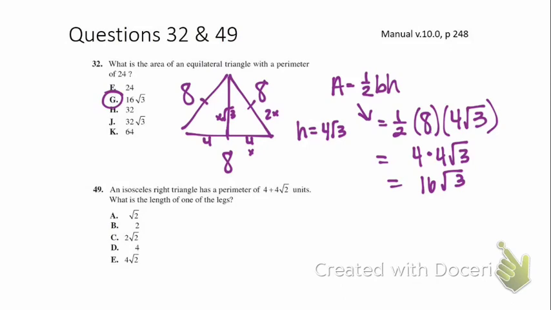Okay. 49, an isosceles right triangle has a perimeter of 4 plus 4 root 2. What is the length of one of the legs? So I think with this one, probably the easiest way is to just start with your answers, do PETA, and see which one ends up giving us the right perimeter.